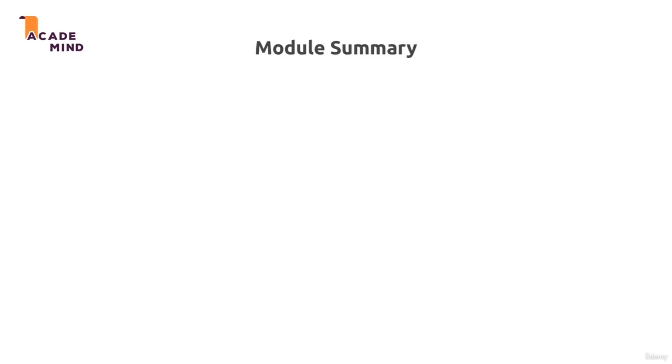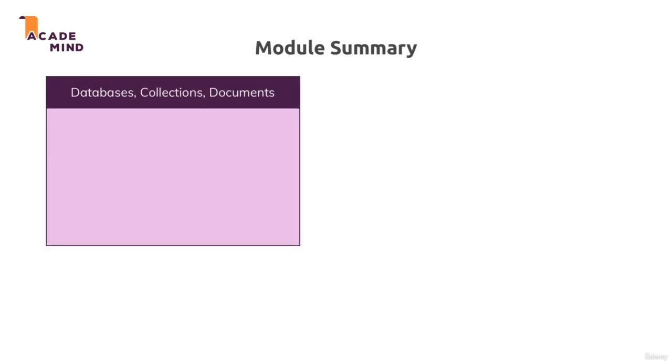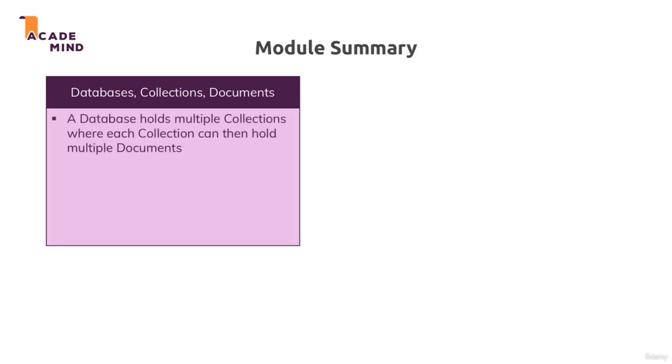That's it for this module. We had a detailed look at databases, collections, and documents, and what all these things are. That a database holds multiple collections, and each collection can then hold multiple documents. This is how MongoDB structures its data.